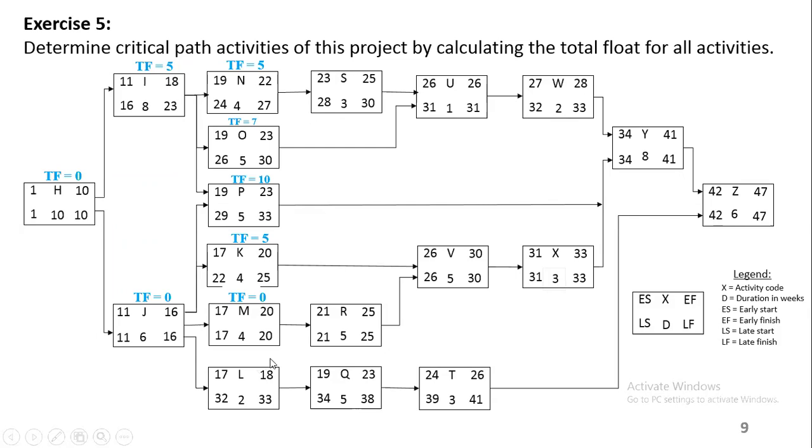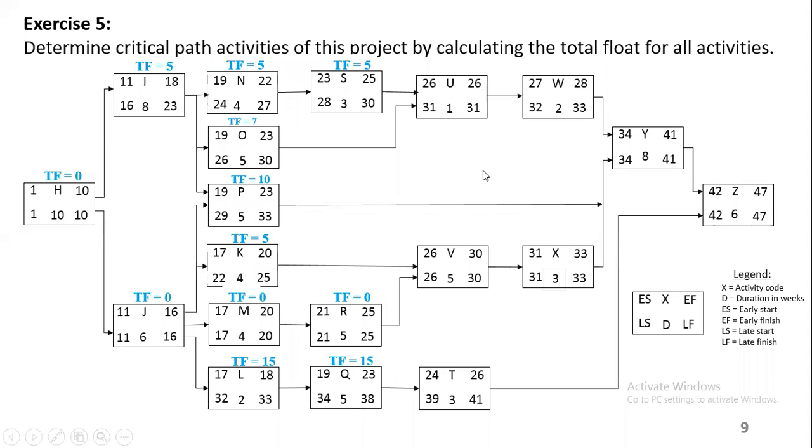L, 20. Wait, 15. S, 15. 30 minus 5 minus 25, that's 5. R, 25 minus 0, 25. 38 minus 23 is 15. U, 31 minus 26.